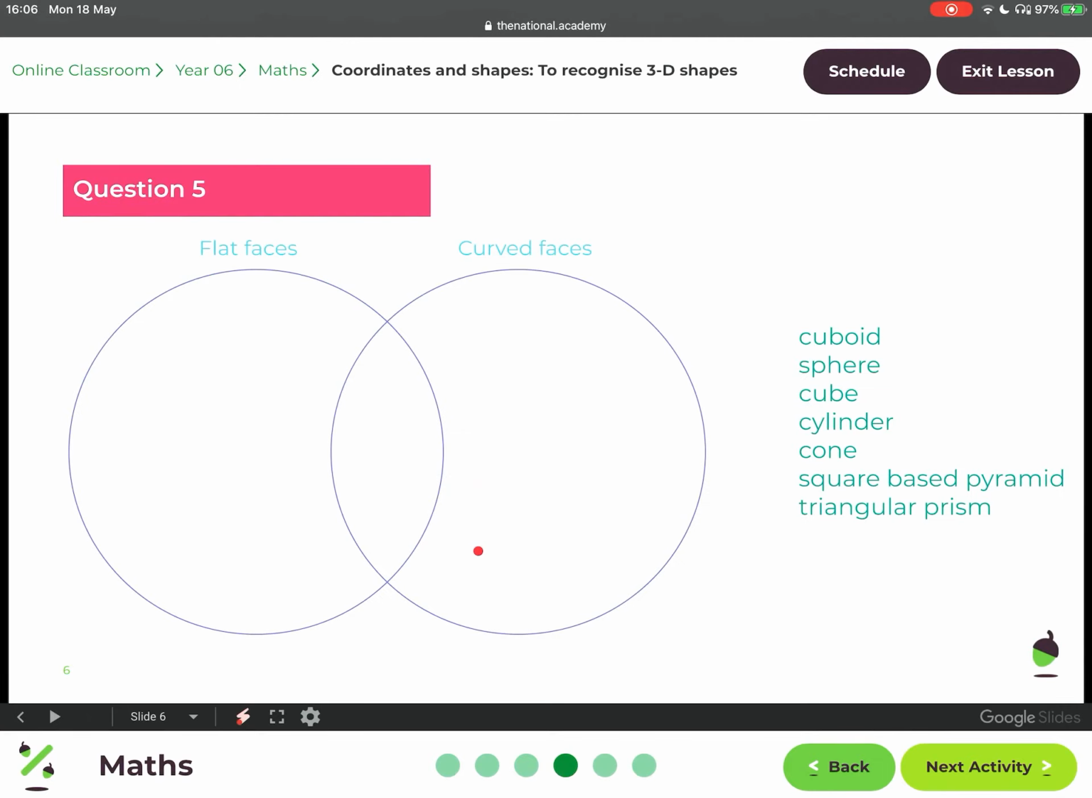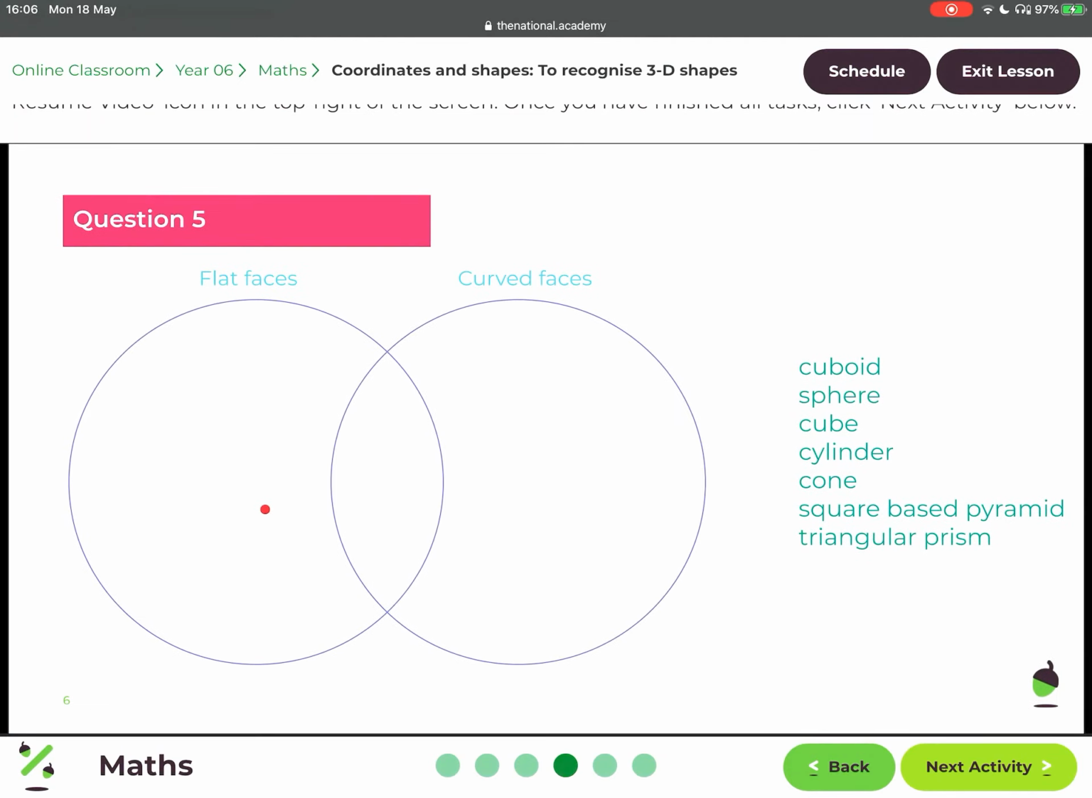In question 5, you need to sort these 3D shapes into this Venn diagram with flat faces, curved faces, and both. So a cuboid has flat faces. A sphere has curved faces. A cube has flat faces. A cylinder is both. A cone is also both. A square-based pyramid has flat faces. A triangular prism also has flat faces.